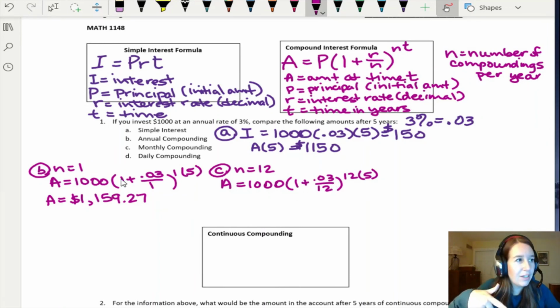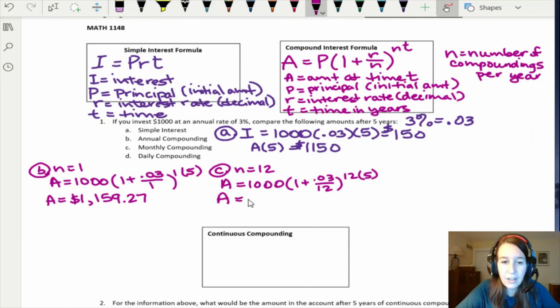Okay, so here in this one, 1 plus 0.03 was 1.03 raised to the 5th power. Now this is 1 plus 0.03 over 12. So this number is not as large, not as greater, not as big. So although you're raising it to the 60th power, it's not that much different. Okay, so anyway, when you type that into your calculator, you end up with 1,161.62. So see, it's a little bit more, but like pretty negligible.